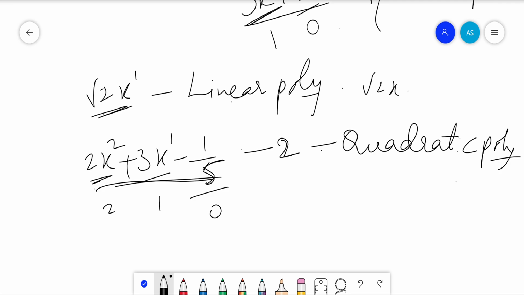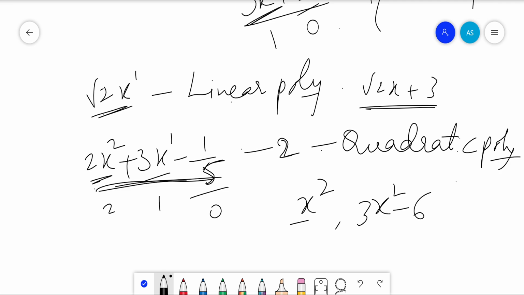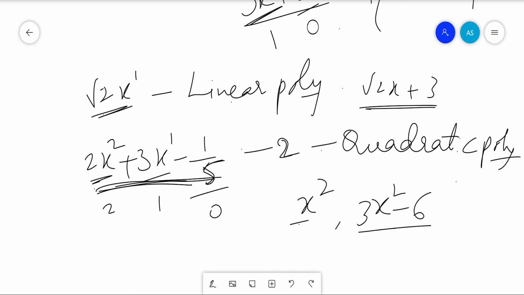Suppose root 2 x plus 3 you can write. The maximum number of terms is 2. In a quadratic polynomial you can write 3 terms, or 2 terms, or 1 term. Suppose simply I write x square, it is a quadratic. Otherwise I write 3x square minus 6, it is also a quadratic. It has 1 term, it has 2 terms, and it has 3 terms. So the maximum number of terms is 3. See the table I will give.